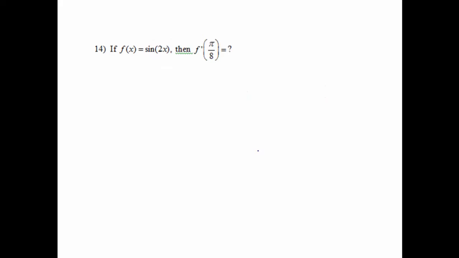Okay, number 14, if f of x equals the sine of 2x, then f prime of pi over 8 equals what? So this is asking me to find a derivative. I am going to do a u substitution on this one. We're going to let u equal 2x, which would mean du is going to equal 2. So the derivative of sine of u is going to be the cosine of u times my du, and my du is going to be 2.